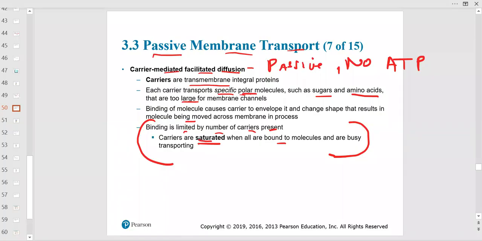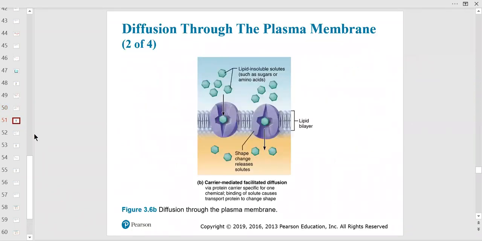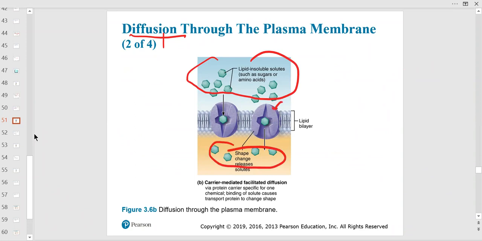So where are we? That's what saturation means. It's only a finite number of carriers and then they're saturated. No, all aboard, no way. Can't get more people in there. So here it is. This might be for glucose. It's a carrier and it's diffusion. Diffusion costs nothing, so please get that down: passive, high concentration to low concentration. But there's only a finite number of these. So what's left? Glucose will stay in the ECF and has no place else to go but back in the blood.